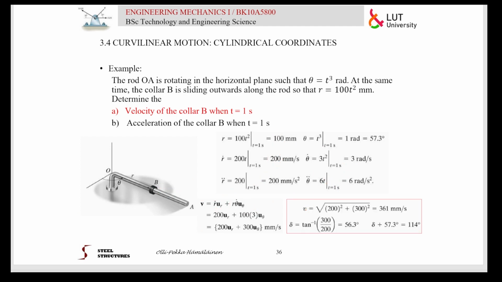If I want to have the magnitude of this velocity vector here, well, I take these two components, put them into the Pythagorean theorem, and then if I want to have the direction or the orientation of that, I'm going to take those two components, and that gives me this angle here. That we know how to do. But now this is a little bit of a game here. So why is the angle not 56.3 degrees, the orientation, but 114 degrees?